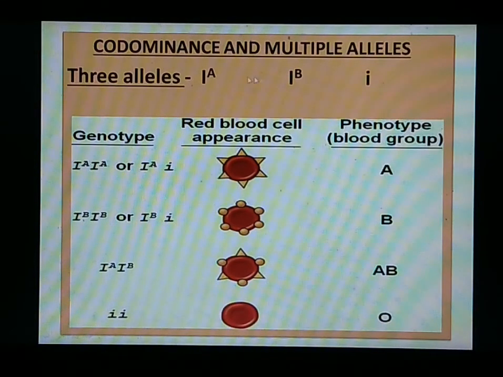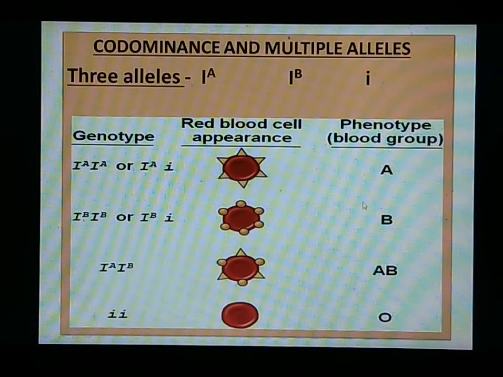So though we see that there are 3 alleles, in the human population we see that there are 4 types of phenotypes. That is A blood group individuals, B blood group individuals, AB blood group individuals, as well as O blood group individuals. And O blood group is the recessive one, whereas A and B blood groups are the dominant ones. So since the AB blood group is the dominant one, definitely it will dominate over the i gene or O blood group.